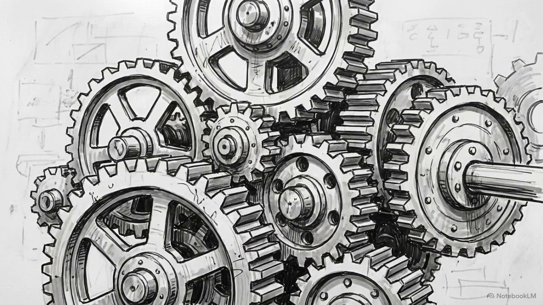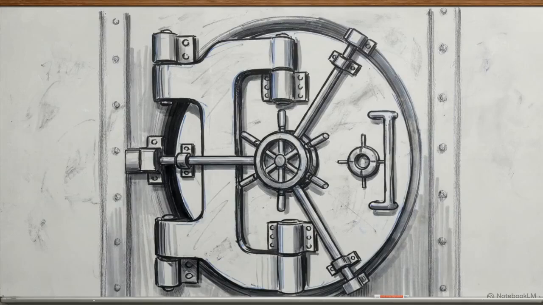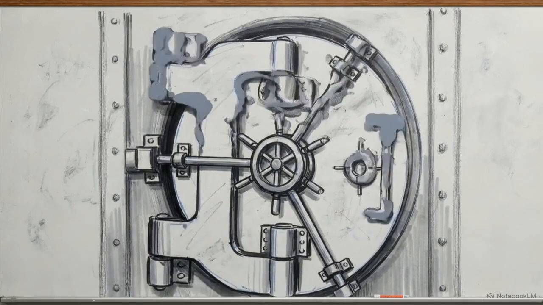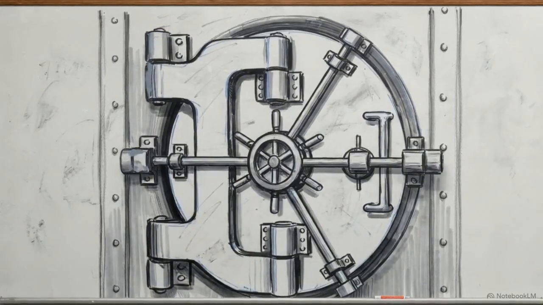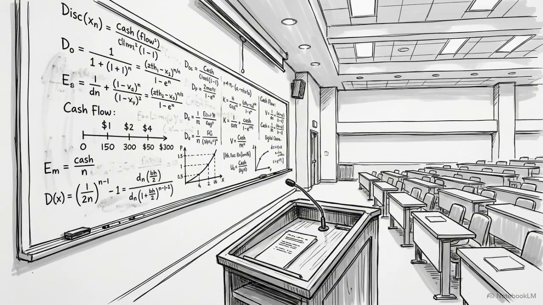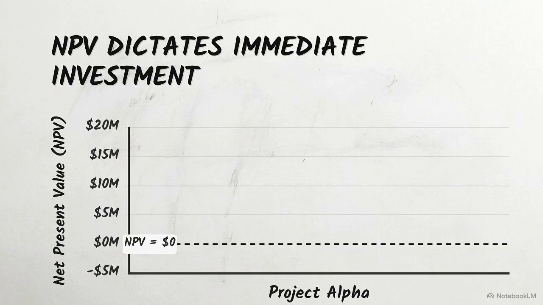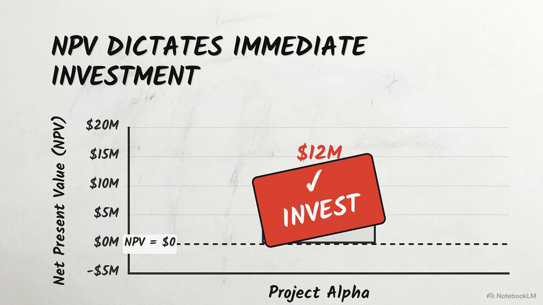The traditional net present value rule operates like a mechanical lock. Once triggered, a massive steel vault door slams shut, sealing a corporation into a single, irreversible strategic path. This is the bedrock law of corporate finance, taught in every MBA program. If the net present value of a project is 0 or greater, you invest immediately.